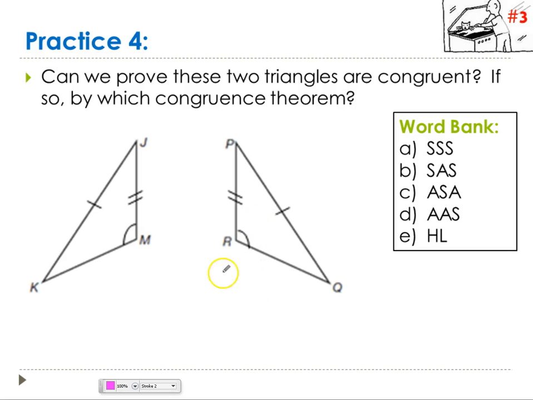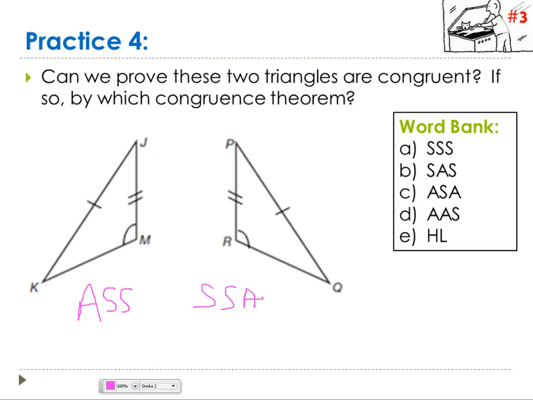How about this one? Here we're given three things. We're given an angle, side, side, or you could say side, side, angle. So if we look, it's not one of the options. And so you can kind of remember this word is like a bad word. These don't exist. So if this is the case, you know that there is not enough information.